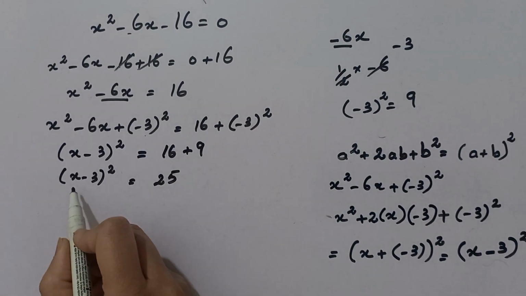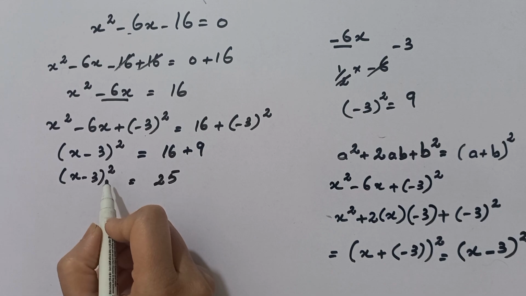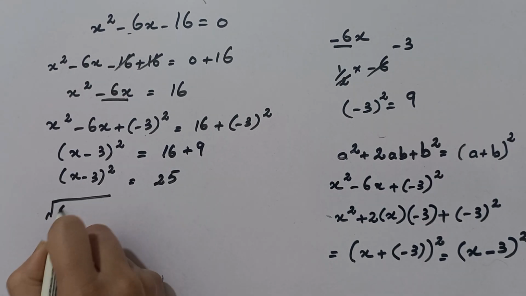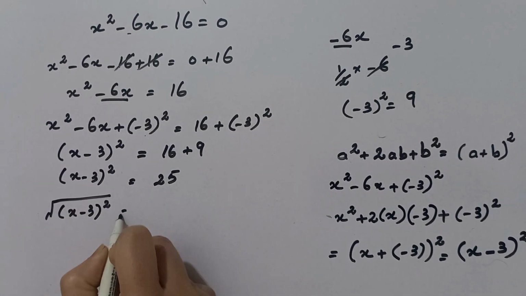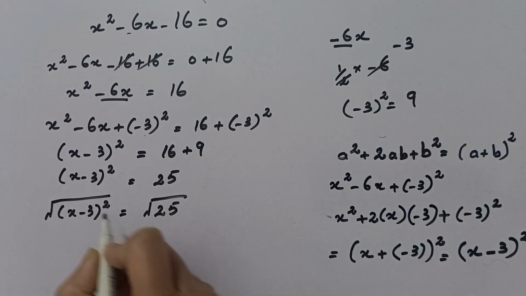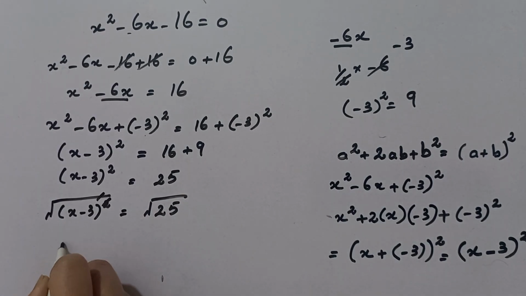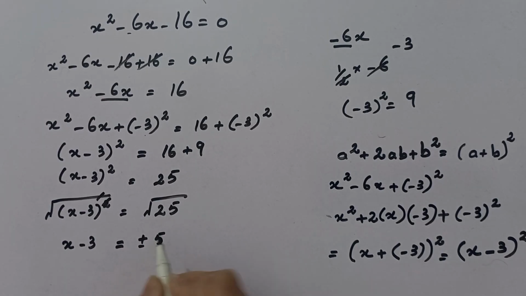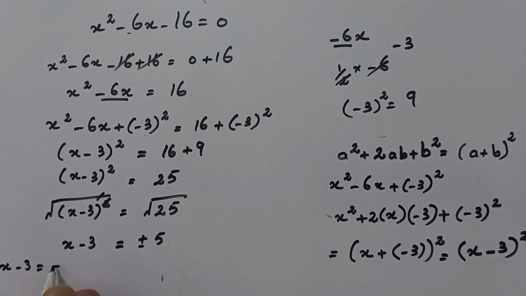Now, in order to find the value of x, first of all, we will eliminate the square by taking the square root of both sides of the equality. So taking the square root, the square root and square cancel, and we are left with x minus 3 equal to square root of 25, which is plus minus 5. So we have two values, plus 5 and minus 5. Now, either x minus 3 equals plus 5 or x minus 3 equals minus 5.